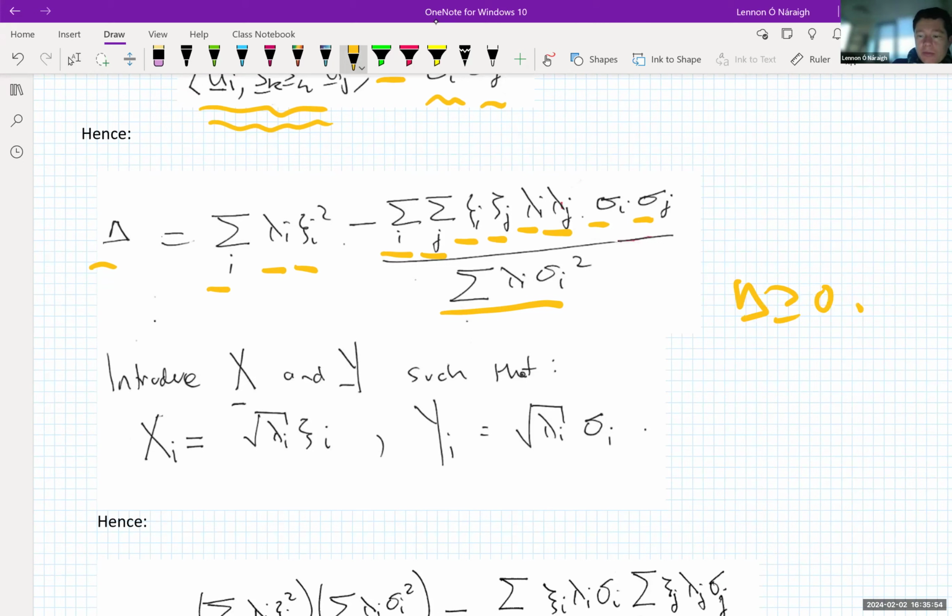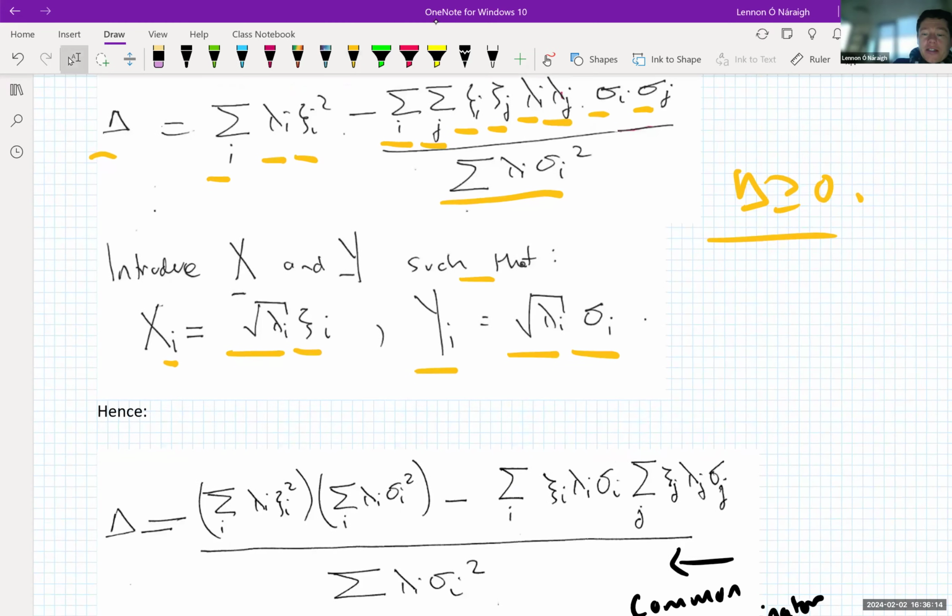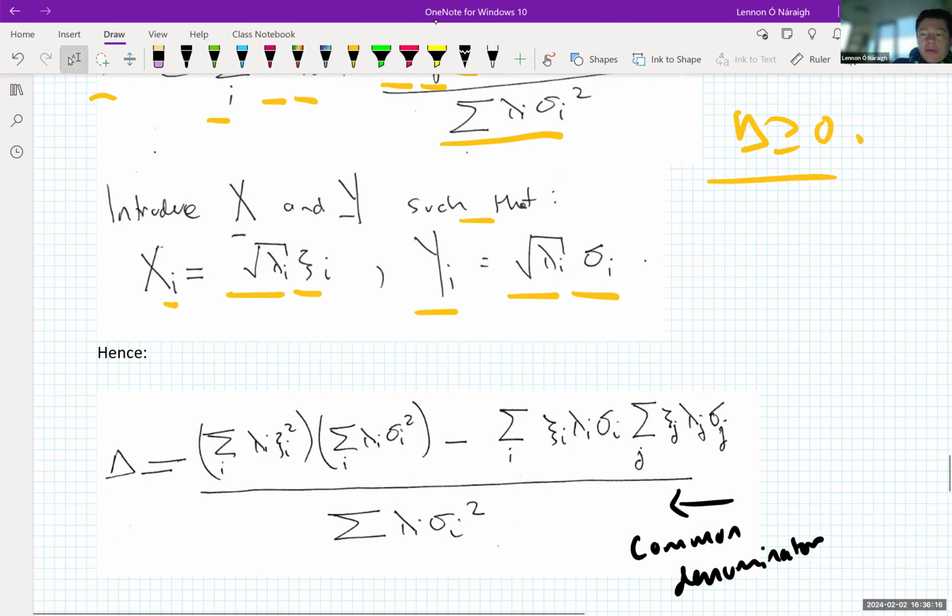So what I'm going to do to establish this is to introduce some auxiliary vectors that will help us with our calculations, big X and big Y. So big X will have components xi, which will just be the square root of lambda I times psi I. And big Y will have components yi, and yi is the square root of lambda I sigma I. So I'm just rescaling psi I and sigma I by the square root of eigenvalues. And I can do this because the eigenvalues are positive.